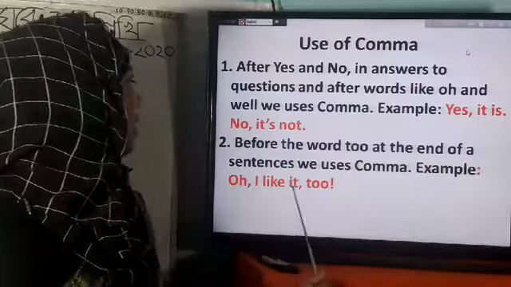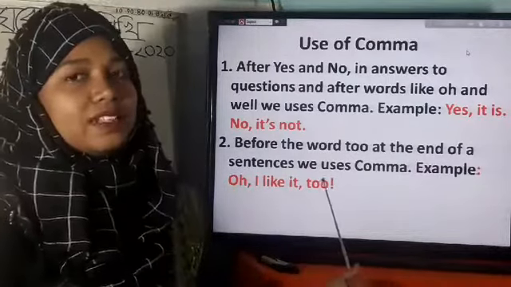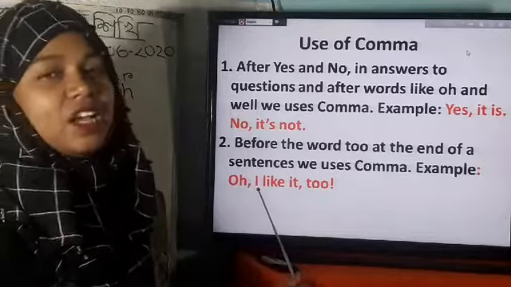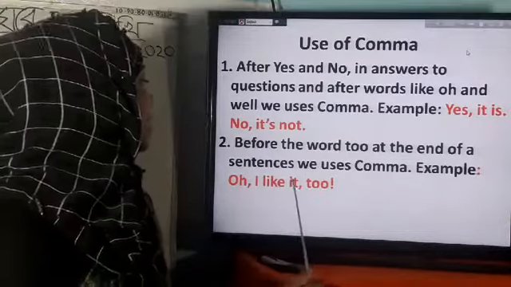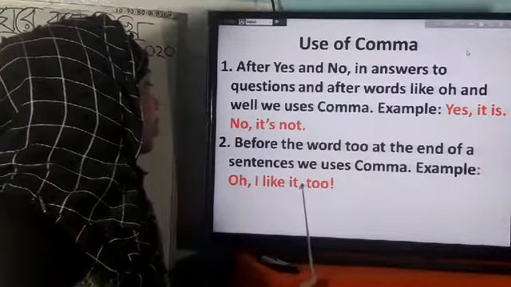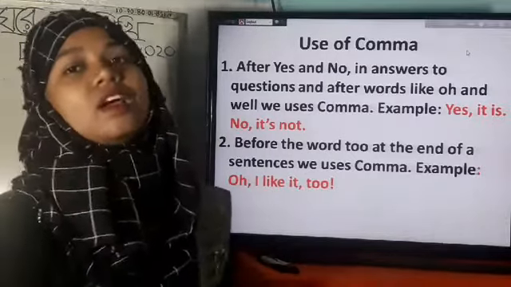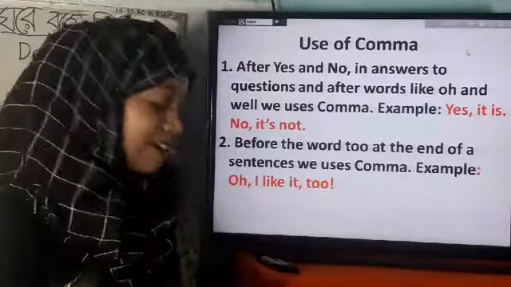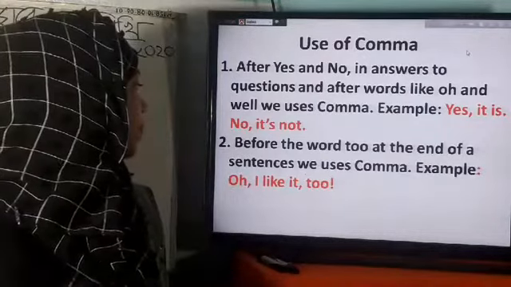For example, I like it, too. Look at this sentence, dear student. After "it" here is a comma, and "I like it, too." Before "too", there is also a comma. So I think you can understand the use of comma.